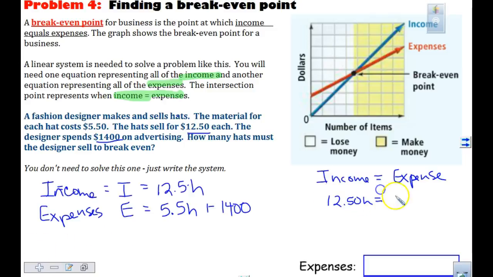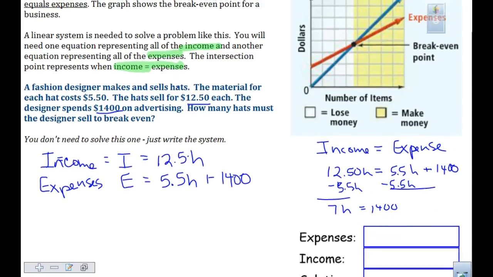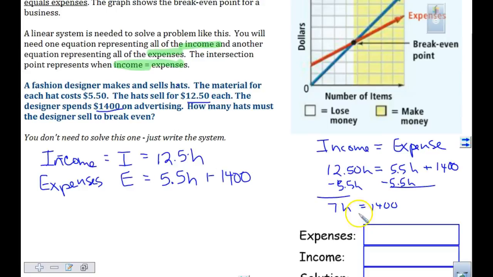12.50H equals 5.50H plus 1,400. You subtract your 5.5, right? So 12.5 minus 5.5 is 7H equals 1,400. Can we find out what H is? Have we figured out what our expenses are? We find H by dividing this by 7.